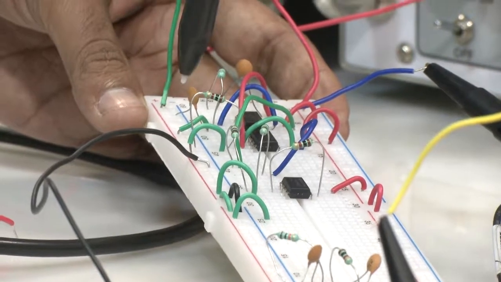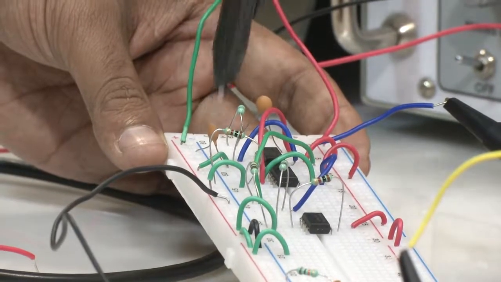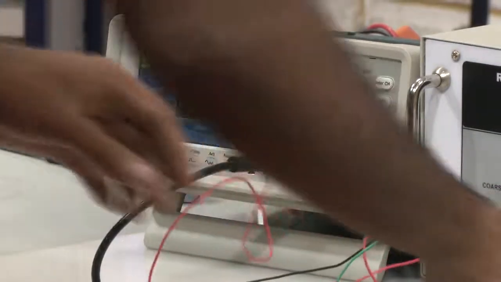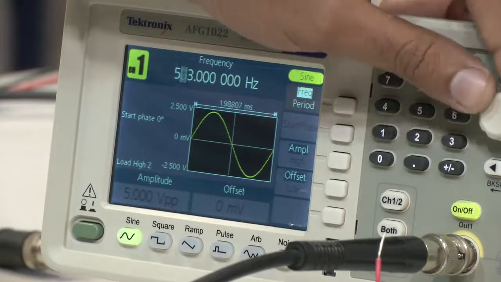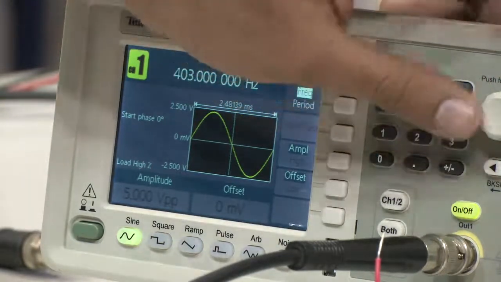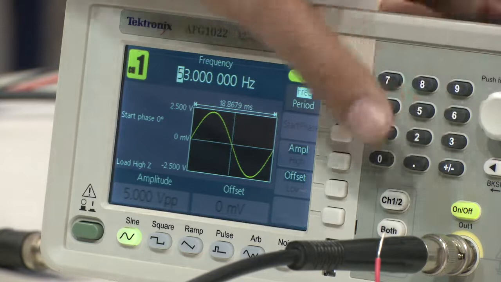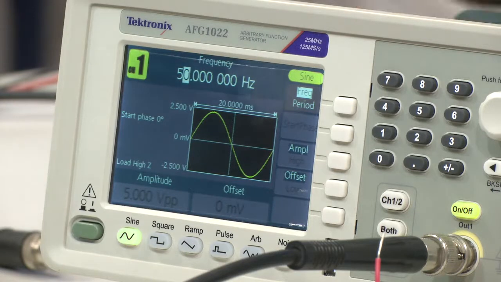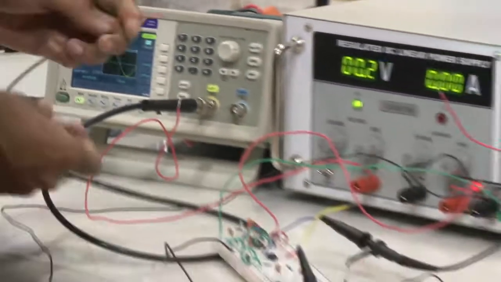and to the input we are applying a 5 volts peak to peak signal. From where will we apply it? From the function generator. If you can see the function generator, it is 5 volts and now he is changing the frequency to 50 hertz. Right, 50 hertz frequency, 5 volts peak to peak, he is going to apply to the input of the breadboard. So, let us apply it.